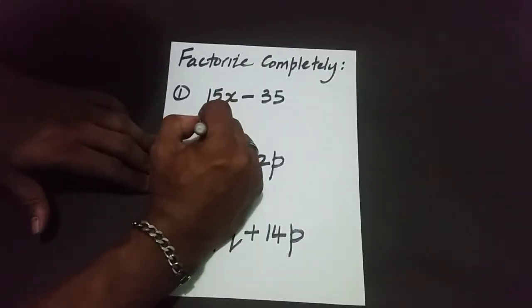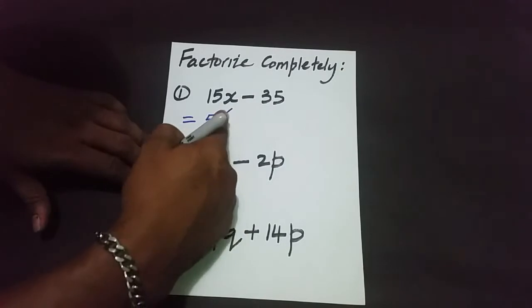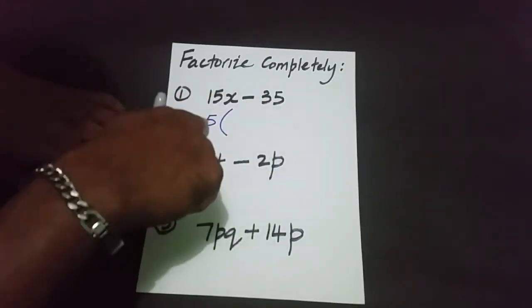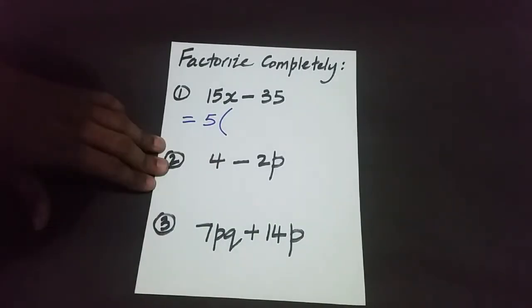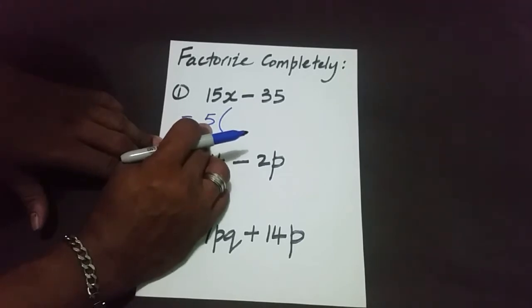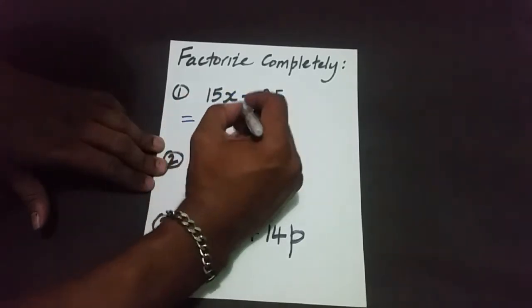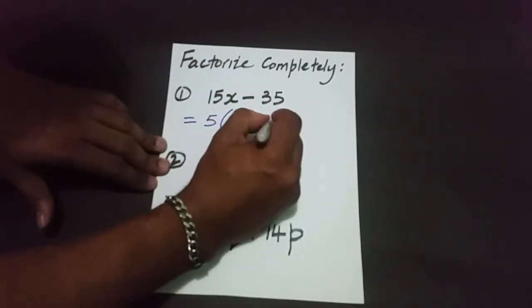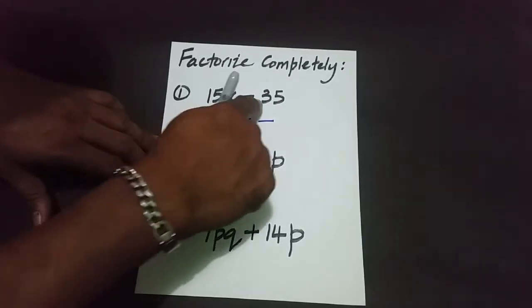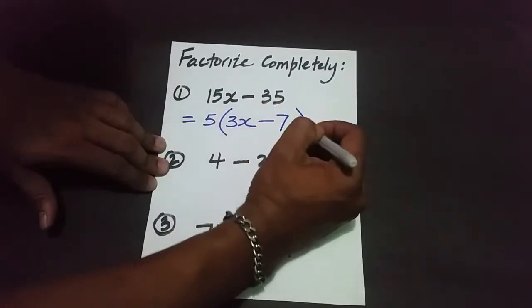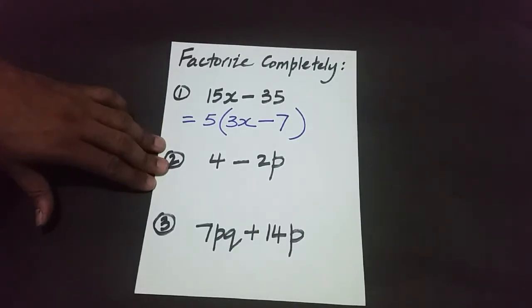So if I factor out the 5 here, what would I have inside the bracket? So the highest common factor of 15x and 35 should come out here. So my question is now, what should be inside the bracket? Now, what times 5 is going to give me 15x? That's going to be 3x. And you put back the minus here, of course. And 5 times what is going to give me 35? That answer should be 7. So that would be 15x minus 35 factorized.